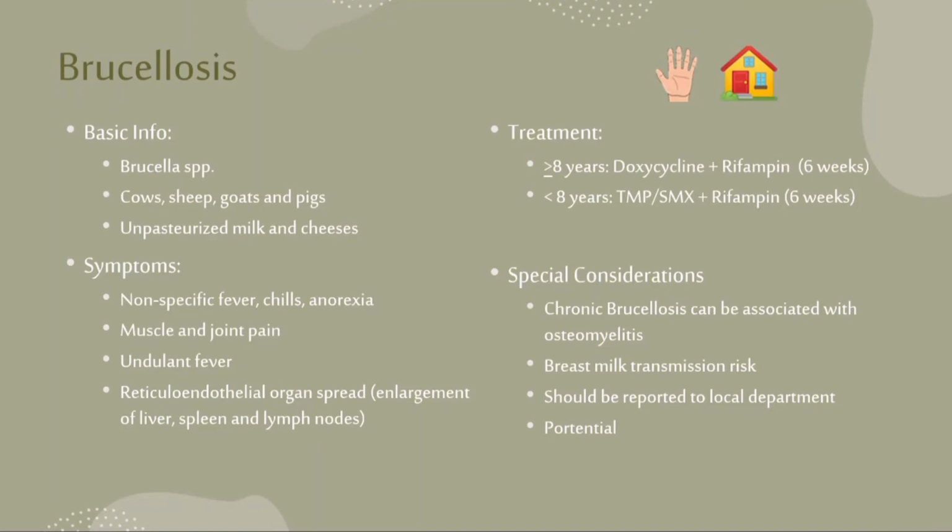So symptoms with these infections are very nonspecific: chills, anorexia. You're going to have muscle and joint pain, so very flu-like symptoms. The board question talks about undulant fever, so a fever that comes and goes over a course of a couple of weeks. And then this one does have the ability to spread throughout the body, so it does have a reticuloendothelial spread, and it can go to the large organs in the body. So liver, spleen, lymph nodes are all places that it can spread to and cause more of a systemic disease.